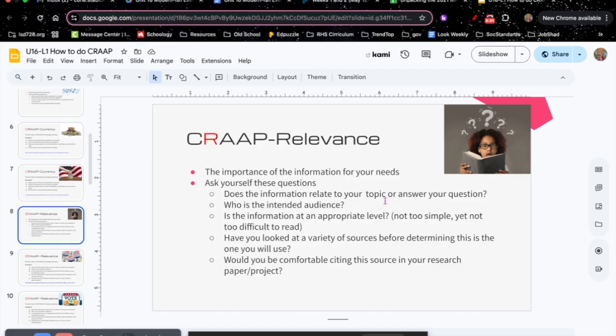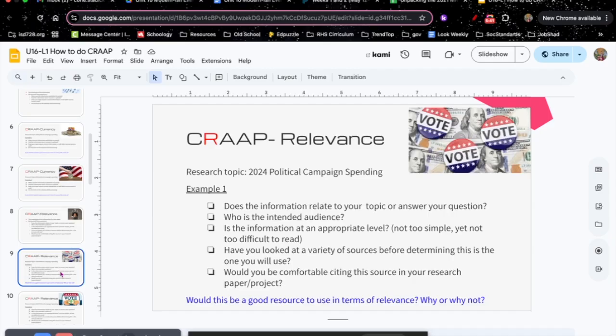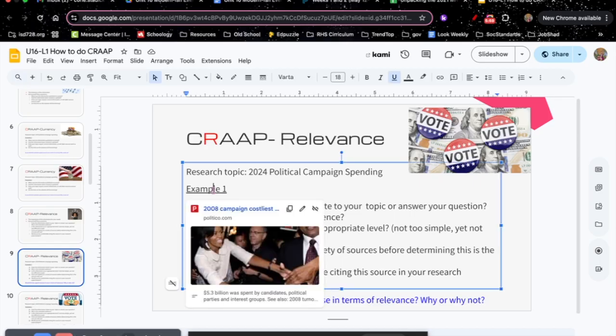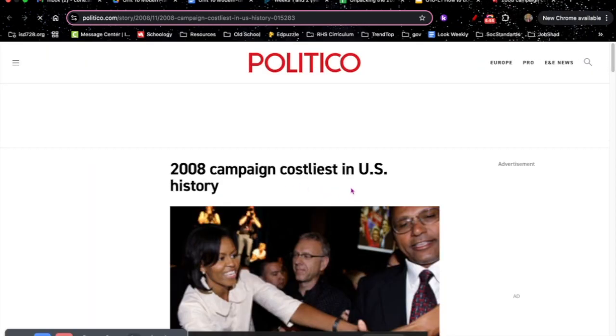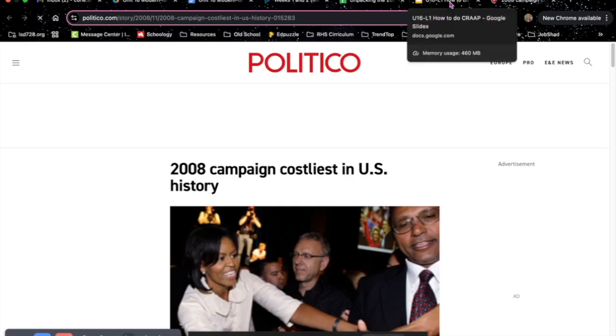Have you looked at a variety of sources before determining this is the one you will use? And would you be comfortable citing the source in your research paper or project? So let's do an example. All right, let's still pretend that my research topic is the 2024 political campaign spending. So let's go back to my first example. So this is the same article about the 2008 campaign costliest in the US history.